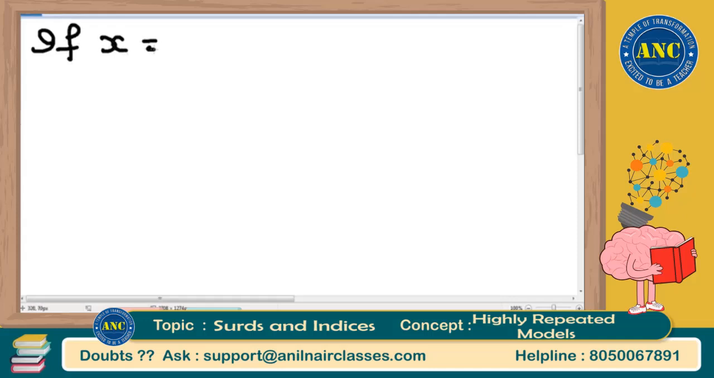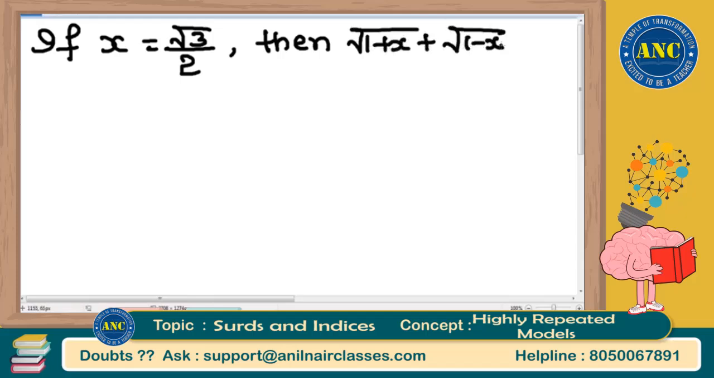If x is equal to root 3 by 2, once you understand these varieties, the problem solving is never a difficulty. If x is equal to root 3 by 2, then square root of 1 plus x plus square root of 1 minus x divided by square root of 1 plus x minus square root of 1 minus x. I need to find the value of this.